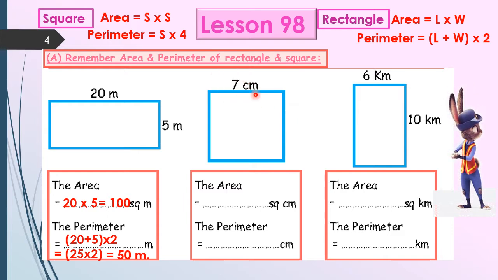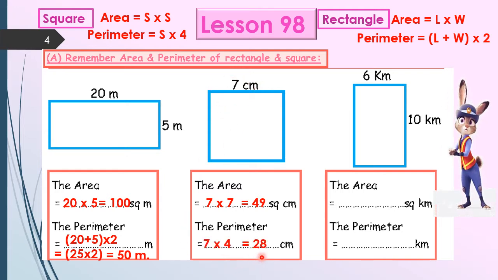Now let's go to the next one, which is, good job, square. Because we have only one side given, all of these sides are equal in length. Then 7, 7, 7, 7. Our area will be side by side. It will be 7 by 7 equals 49. Good job. Now let's check our perimeter here. It will be side by 4. Let's take the side, which is 7 by 4 equals 28 centimeters. Good job.